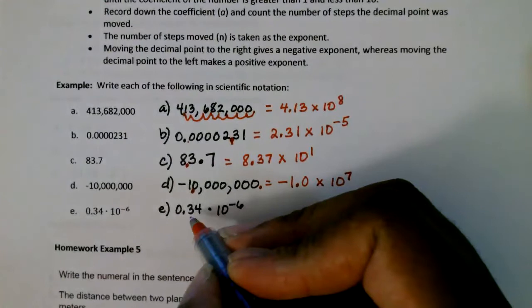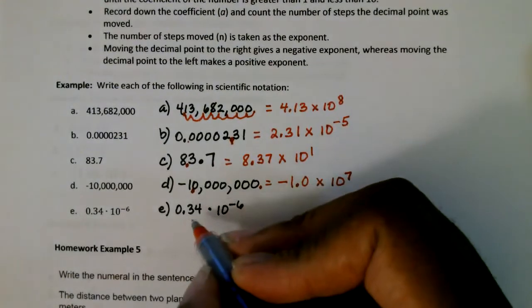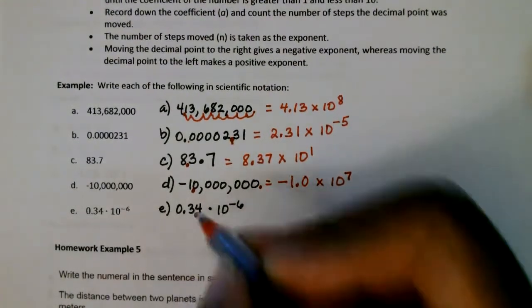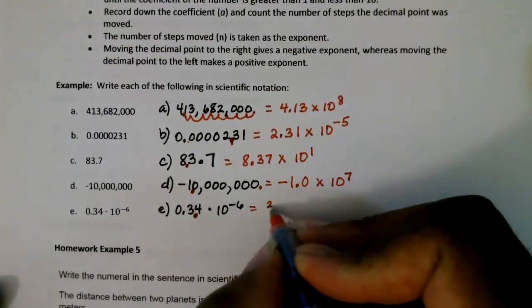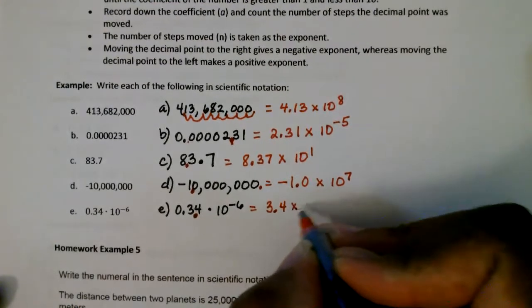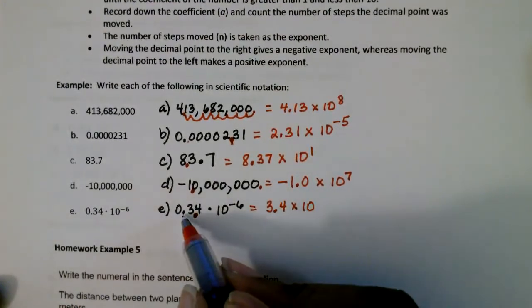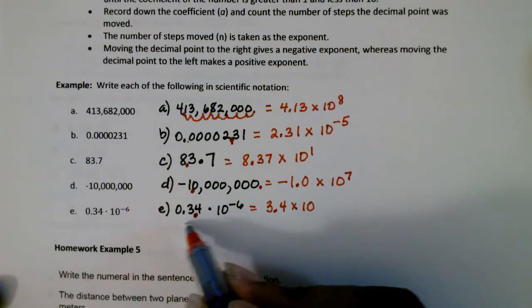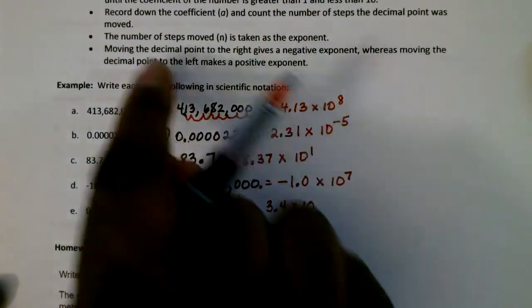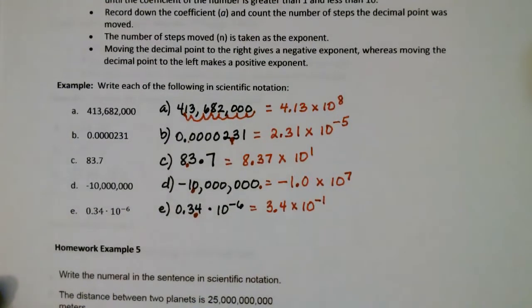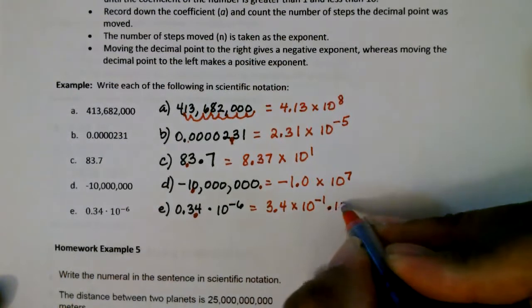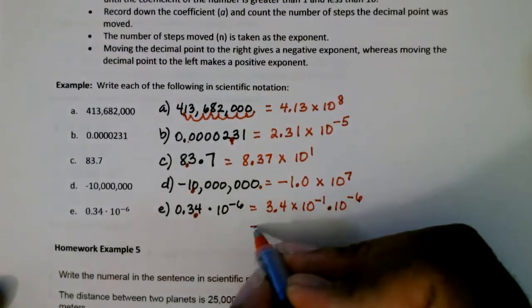We need to put that decimal point behind the very first non-zero digit in that number. I need to put the decimal point behind the 3. So I'm going to have 3.4 times 10. So from this decimal point to that decimal point, I went over to the right 1 place. So when we move to the right, we're going to have a negative exponent. We only move one place to the right, so it has to be 10 to the negative 1. And I also got times 10 to the negative 6. I need to bring that down.